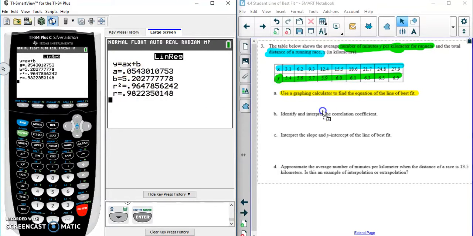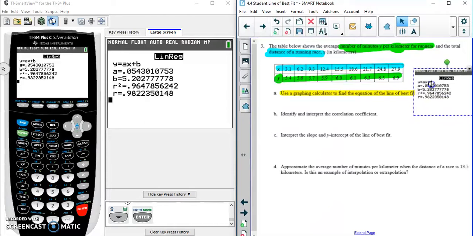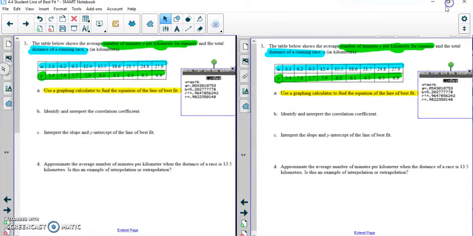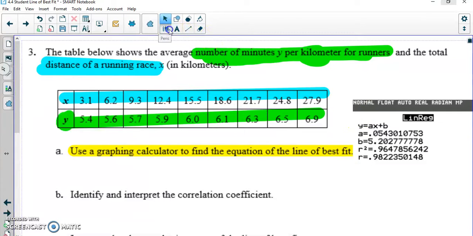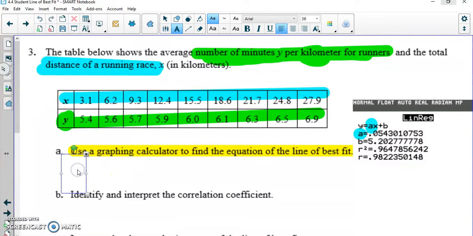Now I do need to write this down, so for my equation, I'm going to come over here and just make sure I copy the information. So for me, I know it tells us the equation is in slope-intercept form. So the slope is the number before x, which is a. So the a value here is our slope, so it says 0.0543.